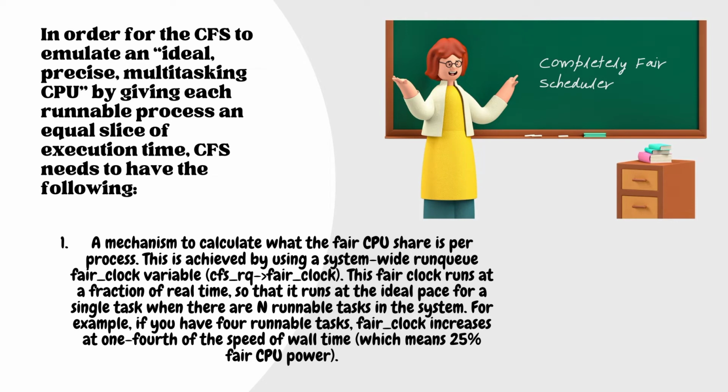In order for the CFS to emulate an ideal precise multitasking CPU by giving each runnable process an equal slice of execution time, CFS needs to have the following: a mechanism to calculate what the fair CPU share is per process. This is achieved by using a system-wide run queue fair clock variable, CFS RQ fair clock. This fair clock runs at a fraction of real time, so that it runs at the ideal pace for a single task when there are n runnable tasks in the system. For example, if you have 4 runnable tasks, the fair clock increases at one-fourth of the speed of wall time, which means 25% fair CPU power.